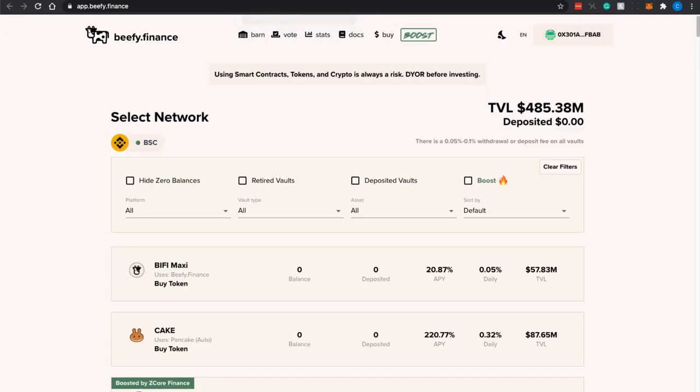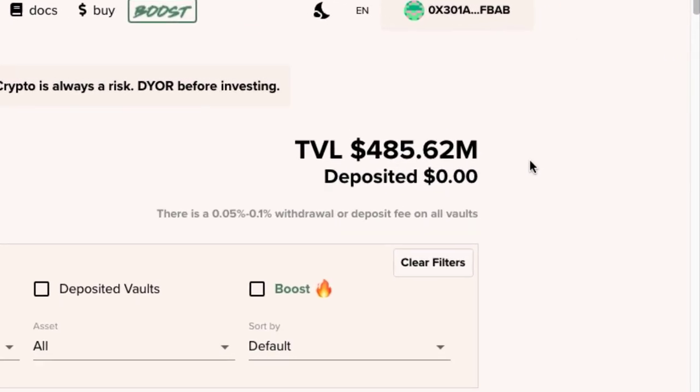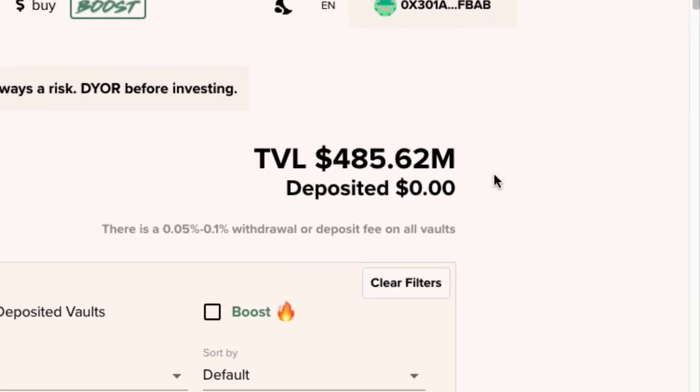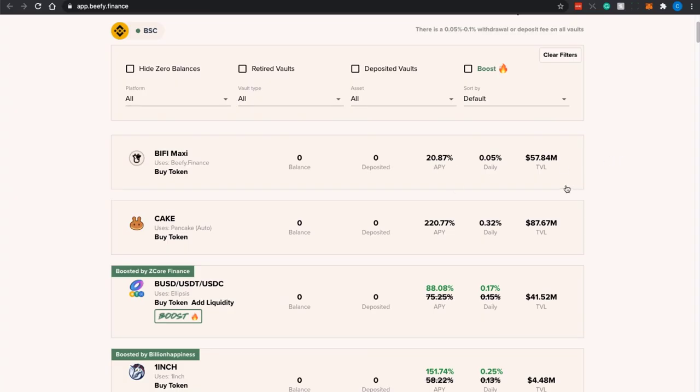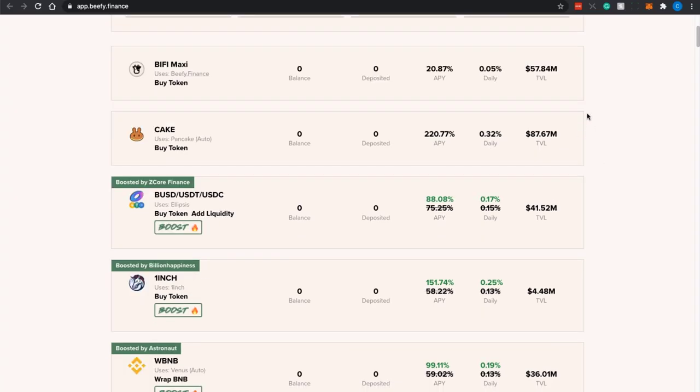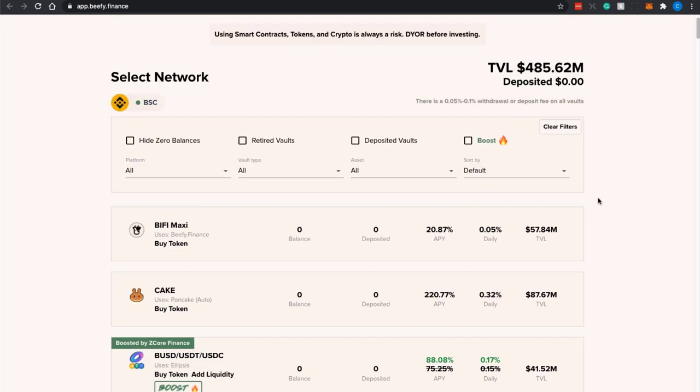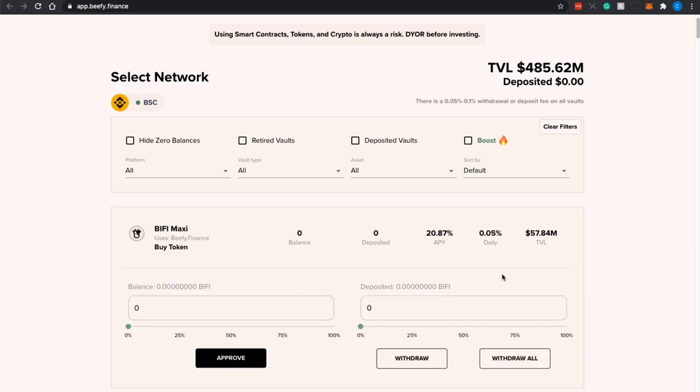Up next, we will go to their main application, BIFI.finance. You see that it's under BSC. They have a TVL or total value locked at about 480 million. And these are their vaults, which you can stake your crypto assets. In this case, you see, in order to get more BIFI tokens, you need to deposit BIFI tokens. This is the way where you can get more BIFI tokens.